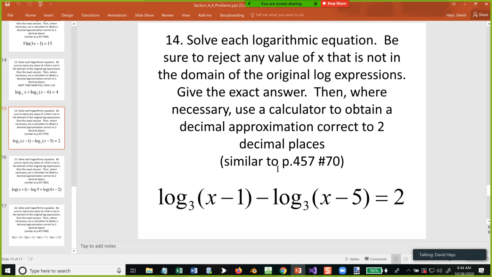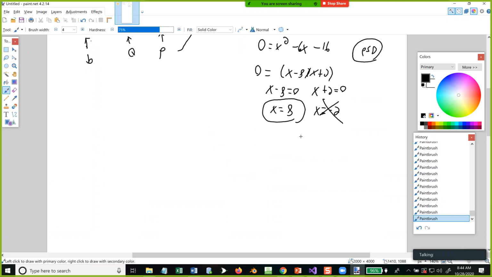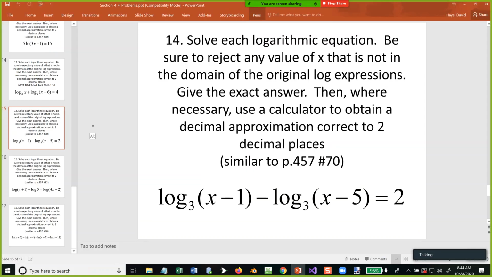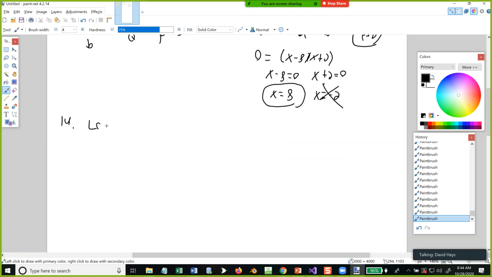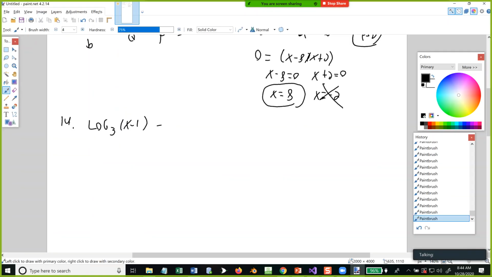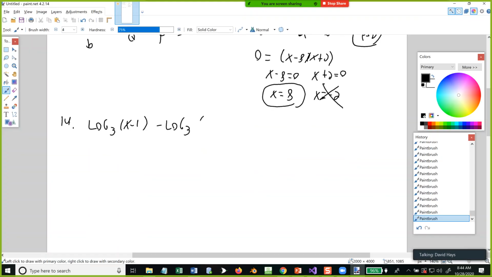Okay, number 14. Log base 3 of x minus 1 minus log base 3 of x minus 5 is equal to.